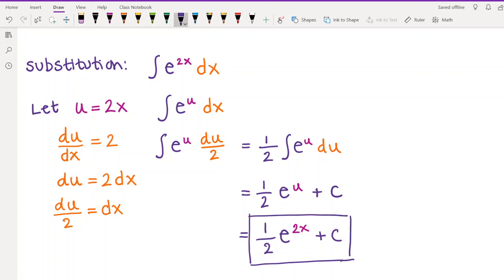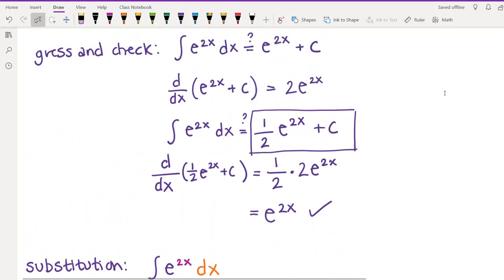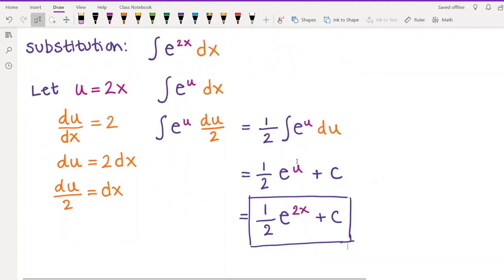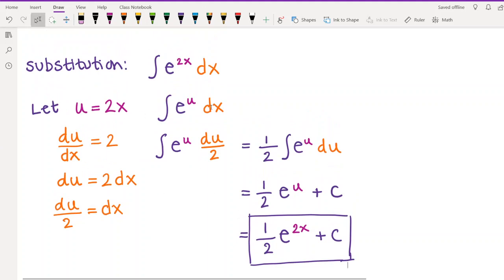And personally, for an example like e to the 2x, I prefer the method above, of just intuitively thinking about what that extra factor is going to be when I take the derivative and figuring out how to counteract that. But I found that a lot of students prefer to do it this way just because it's a little more methodical.